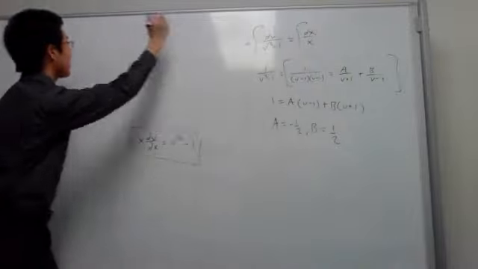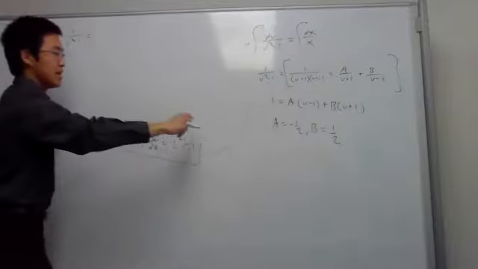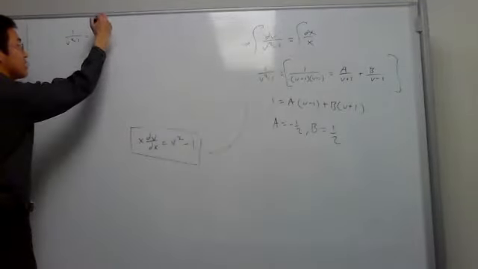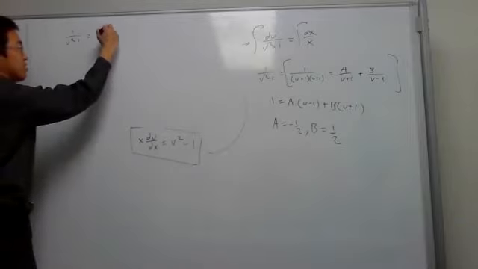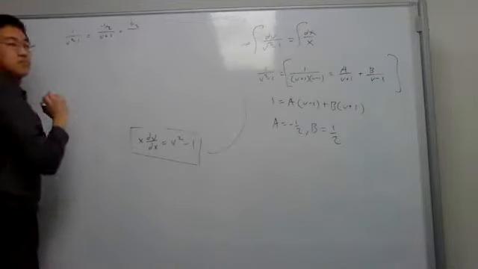So now we can say 1 over v squared minus 1 is a, what's a? Oh, -1/2. Right, -1/2 over v plus 1. And then plus what's b? 1/2 over v minus 1.